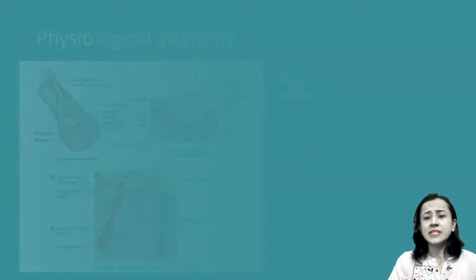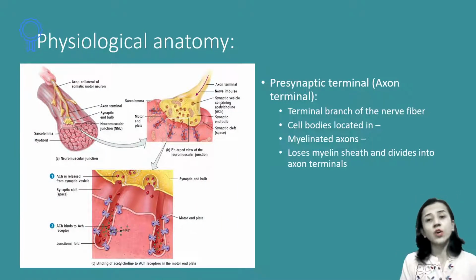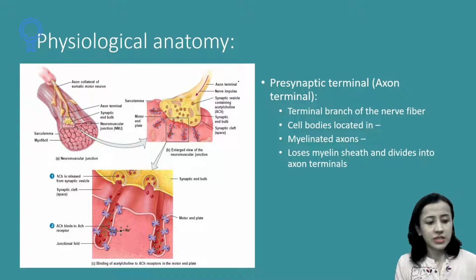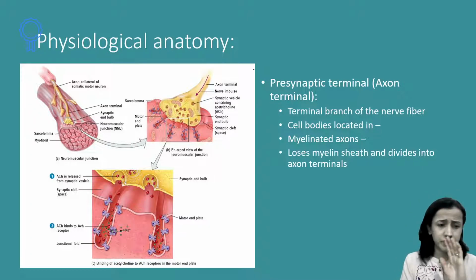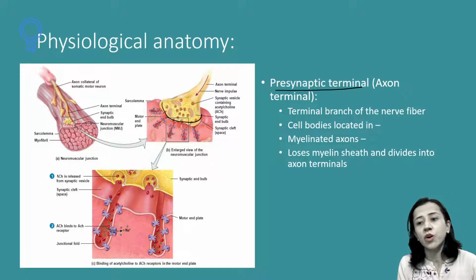Now we'll discuss the structure of the neuromuscular junction. First of all, we have the presynaptic terminal, this one. This is also known as the axon terminal, presynaptic, the terminal branch of the nerve fiber.